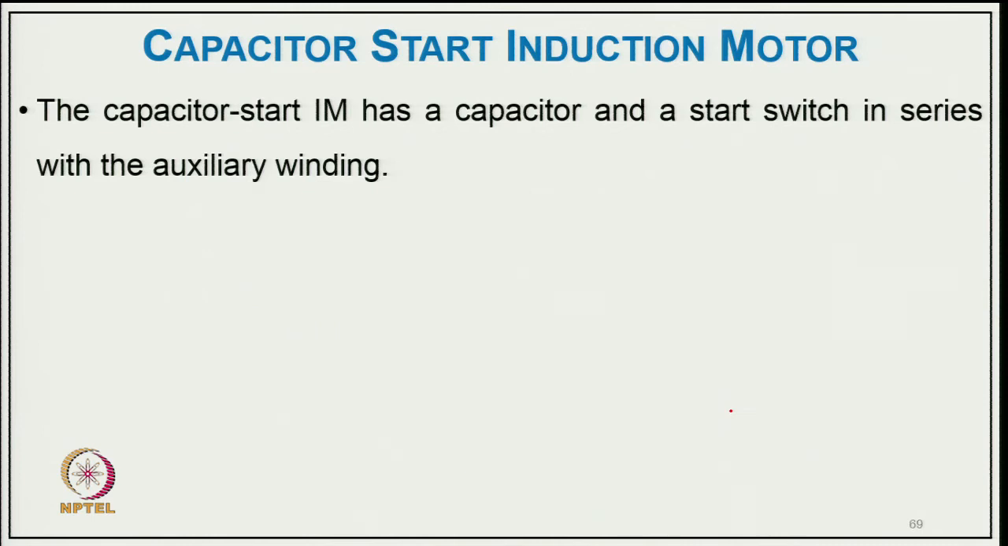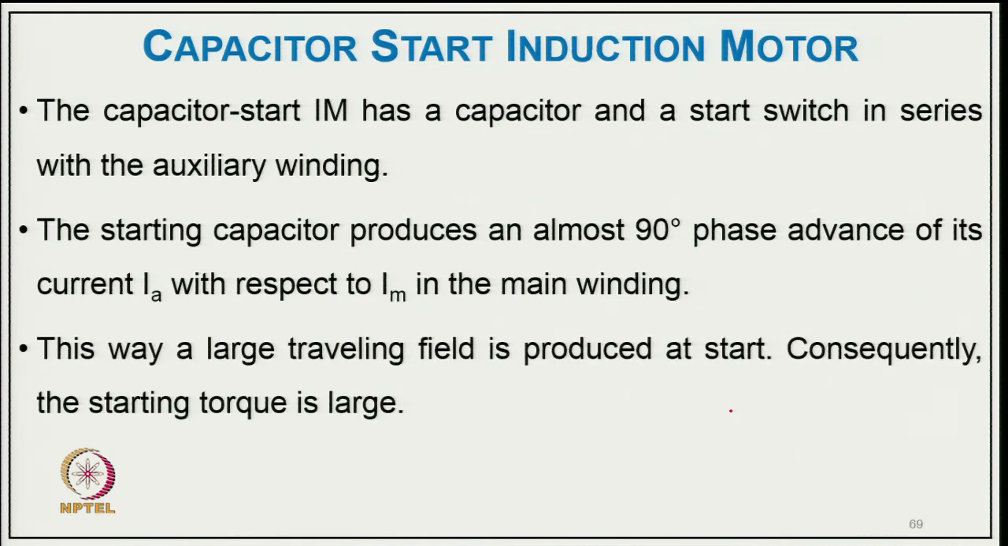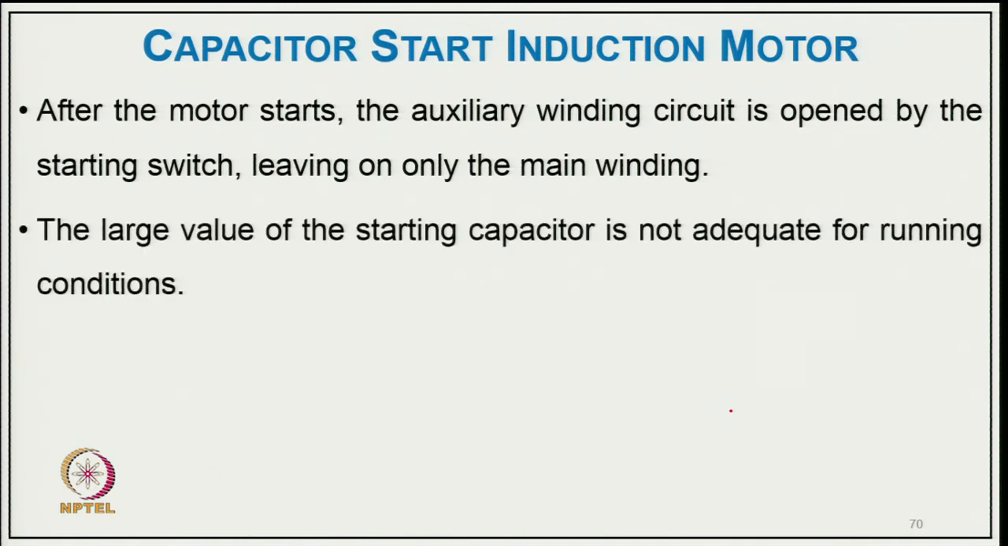So, the capacitor start induction motor has a capacitor and a start switch in series with the auxiliary winding, and the starting capacitor produces an almost 90 degree phase advance of its current I_a with respect to I_m in the main winding, and this way a large traveling field is produced at start. Consequently, the starting torque is large, and after the motor starts, the auxiliary winding circuit is opened by the starting switch, leaving only the main winding, and the large value of the starting capacitor is not adequate for running condition.